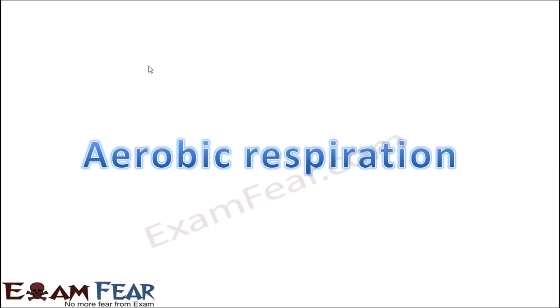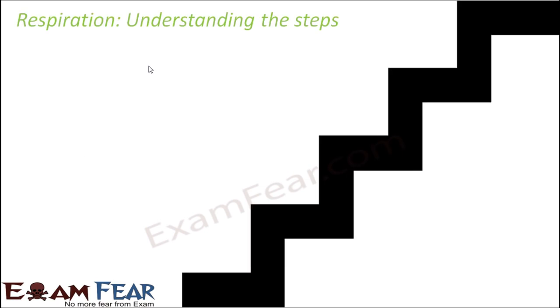So now it is time to talk about aerobic respiration in detail. Let us try to understand the steps of aerobic respiration. As I said, it is a multi-step process. The beginning is glucose and the end is carbon dioxide, water and a lot of energy in the form of ATP molecules. So let us see what are those steps which will actually make this conversion happen.